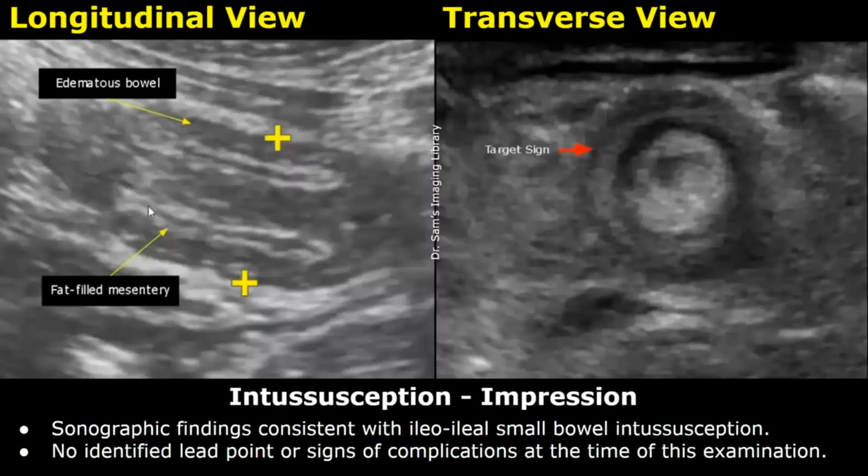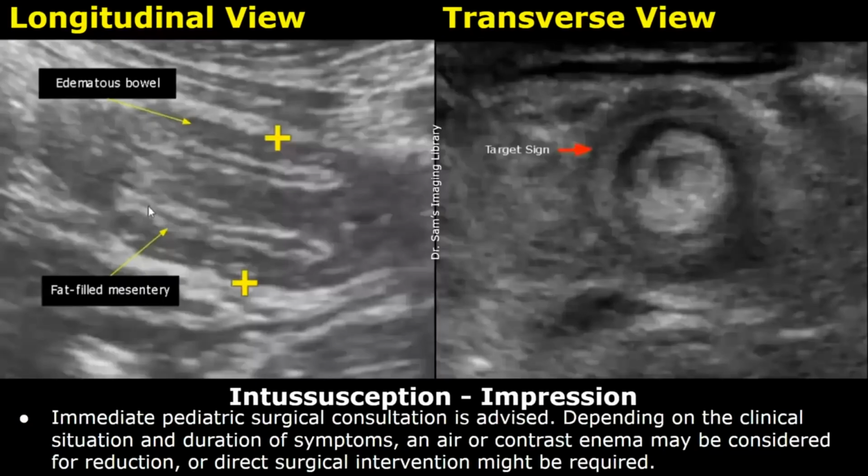This is the impression. Sonographic findings consistent with ilioileal small bowel intussusception. No identified lead point or signs of complications at the time of this examination. Immediate pediatric surgical consultation is advised. Depending on the clinical situation and duration of symptoms, an air or contrast enema may be considered for reduction, or direct surgical intervention might be required.